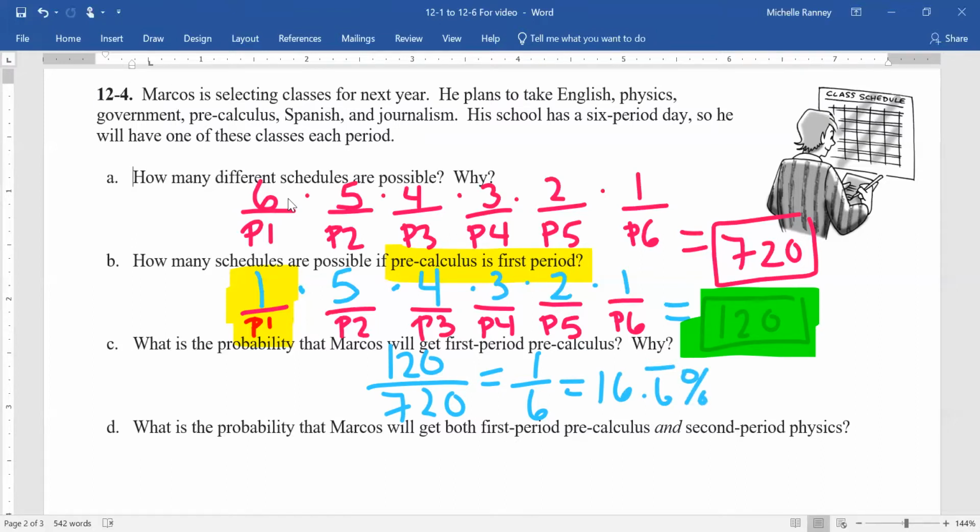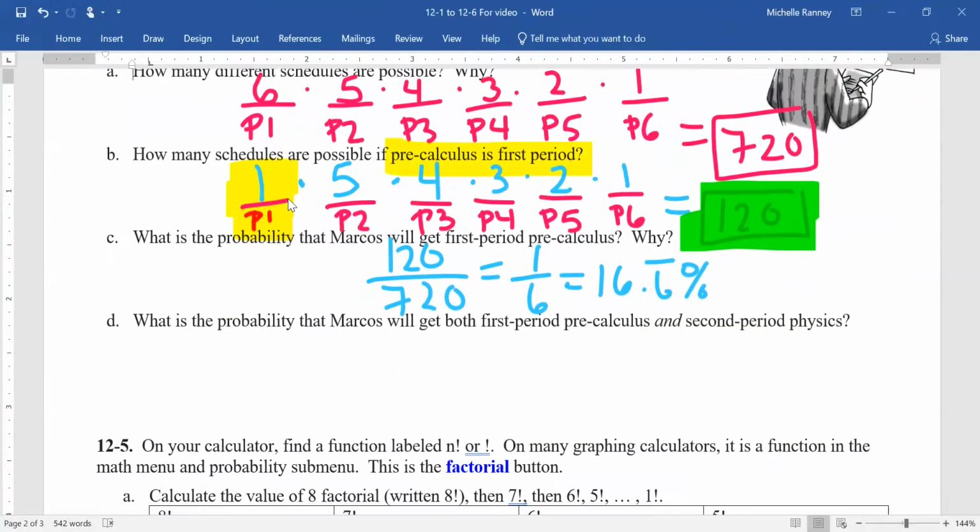So now let's take a look at D. What is the probability that Marcos will get both period 1 pre-calc and period 2 physics? So you guys try this. Again, remember, they're asking what is the probability? So first you're going to have to figure out how many different ways you can get first period and second period physics, and then you need to figure out the probability.